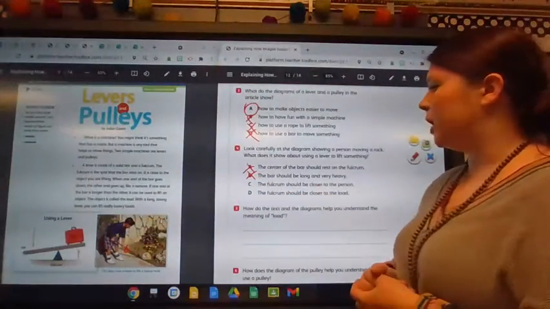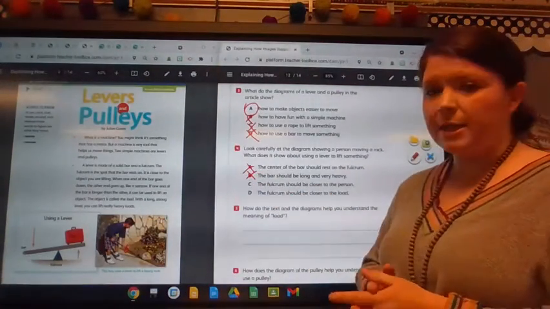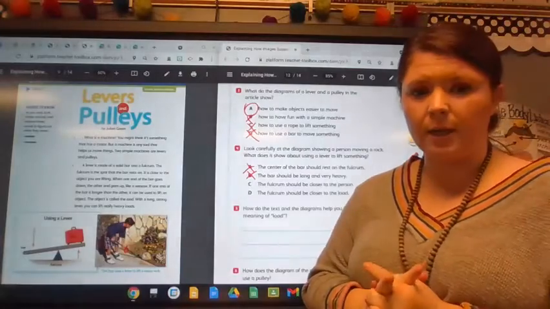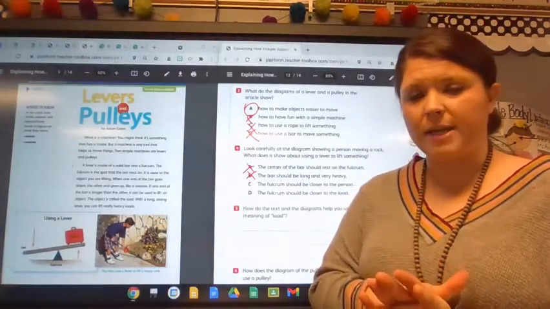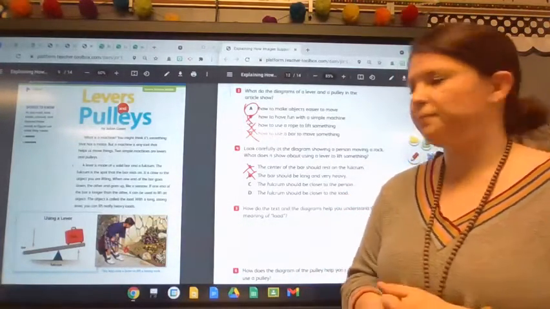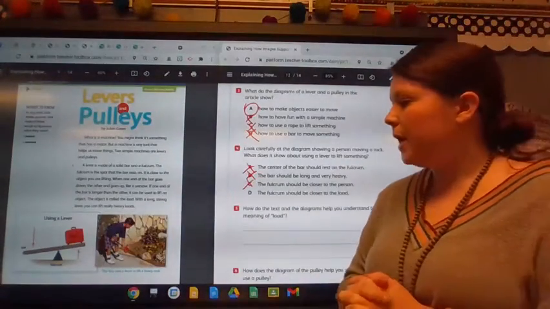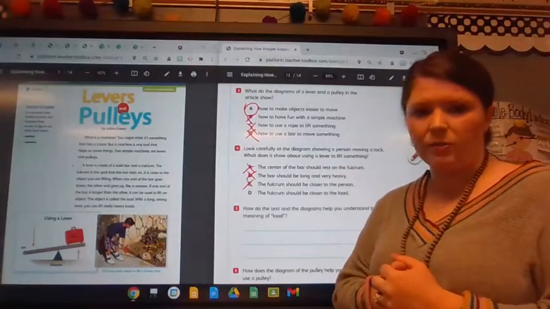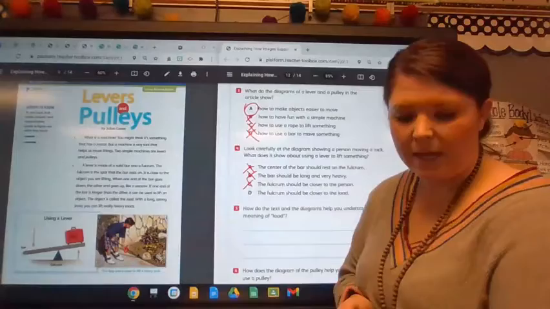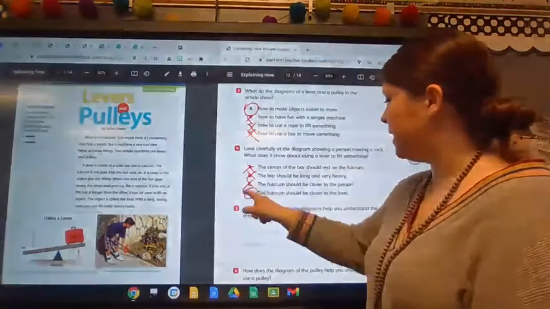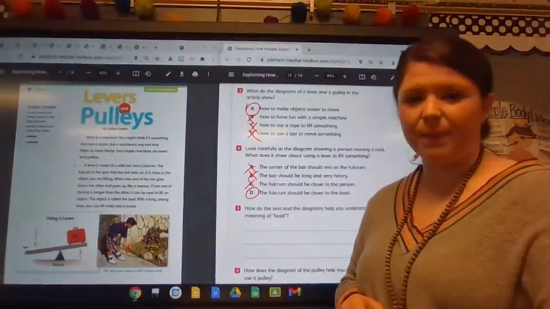The fulcrum should be closer to the person. Is the fulcrum close to the person? Is the place where the bar is resting close to the person? No. D, the fulcrum should be closer to the load. Is the fulcrum, the place where the bar is resting, close to the load? Yes, it is. So D is the correct answer.